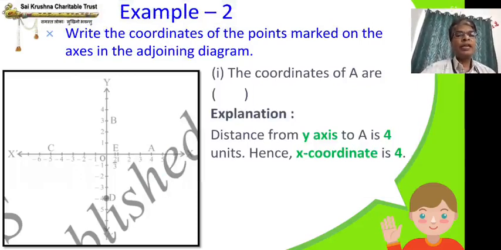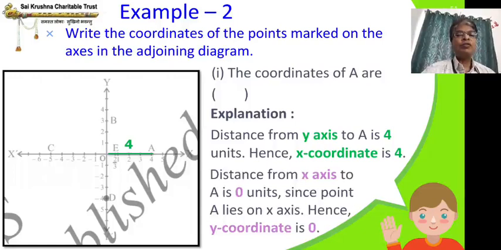Distance from the y axis to A is 4 units, right. So, first the x coordinate is the distance from the y axis, that is, A is lying at a point of 4, therefore the x coordinate is 4. And what is the y coordinate? Yes, it is the distance from the x axis to the point A. It is 0 because it has not moved, it is lying on the x axis itself, therefore it is 0. Therefore, the answer is 4 comma 0.